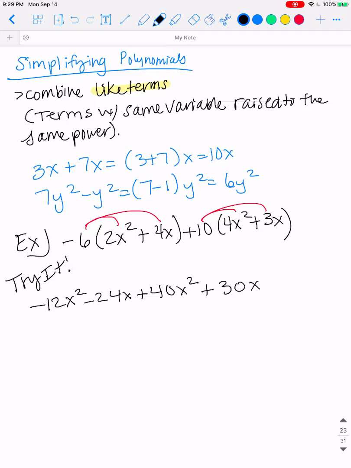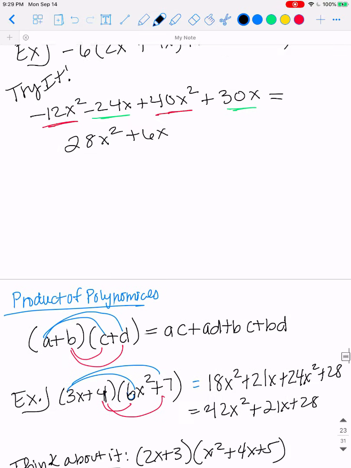And then we're going to combine like terms. Here's an x squared, there's an x squared. Here's an x, there's an x. So now we can get 28x squared plus 6x. And that's our final answer.